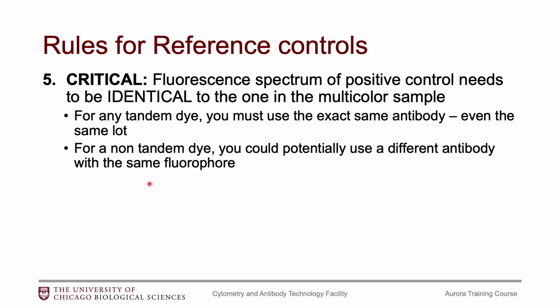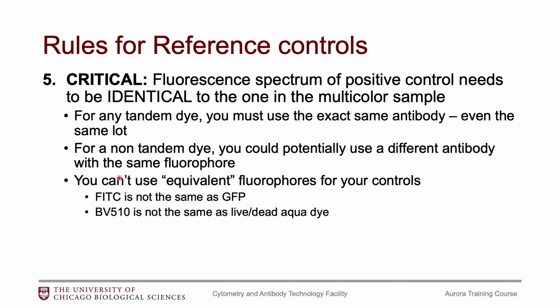In that case, because the fluorophore is not a tandem dye, we could use a different antibody that has the same fluorophore. So if our tetramer is PE, then maybe we use a CD4 PE antibody for our reference control just to unmix the data.